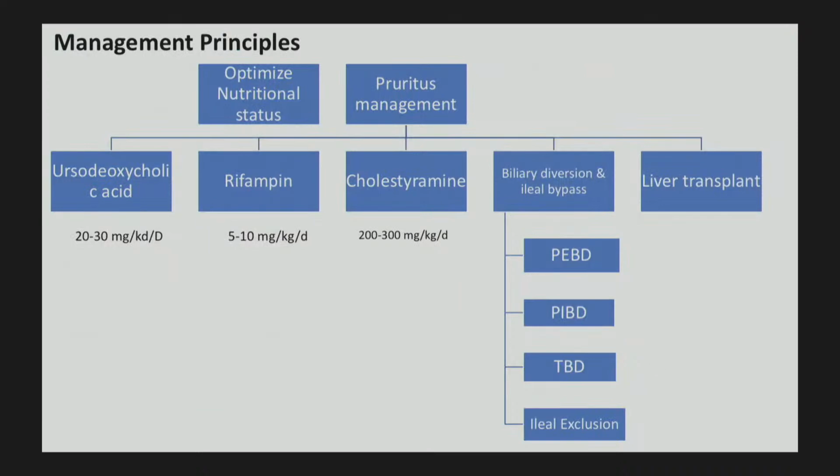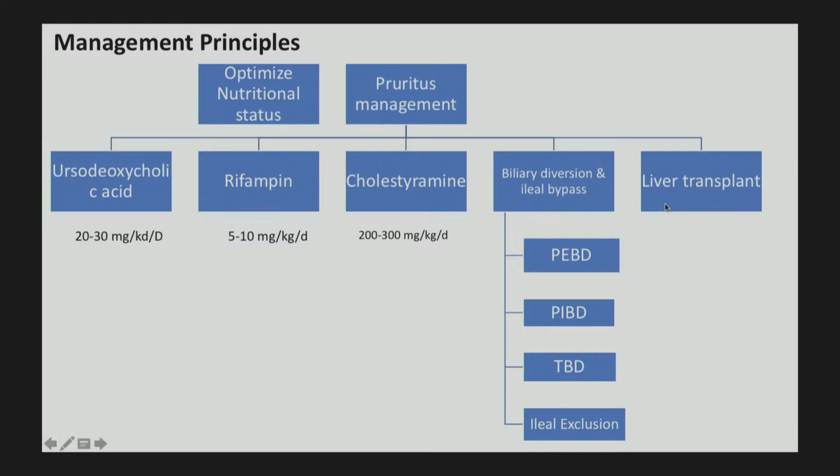Now, coming to the management principles, we need to optimize the nutritional status in these patients with supplementation of fat-soluble vitamins. The most important would be pruritus management. The first line would be ursodeoxycholic acid at a dose of 20 to 30 mg per kg, along with cholestyramine at a dose of 200 to 300 mg per kg per day. If there is no improvement within 1 month, we switch over to rifampicin at a dose of 5 to 10 mg per kg per day. Certain studies have also shown the use of naltrexone, and if no response, ondansetron has also been tried.